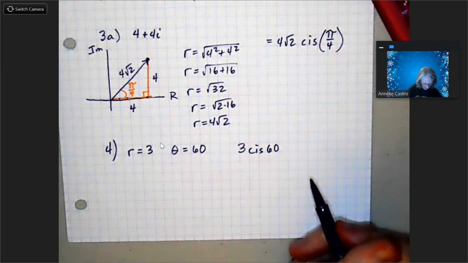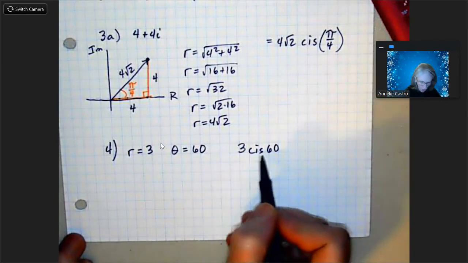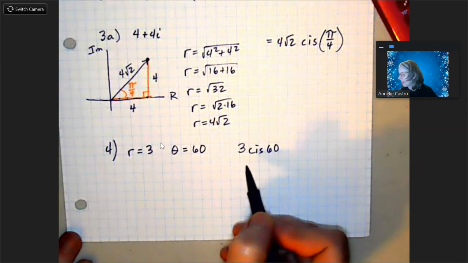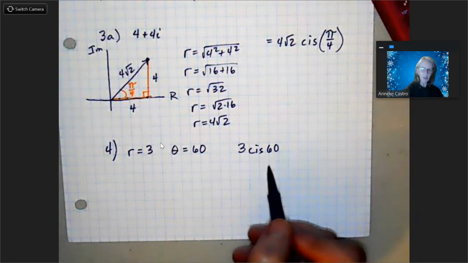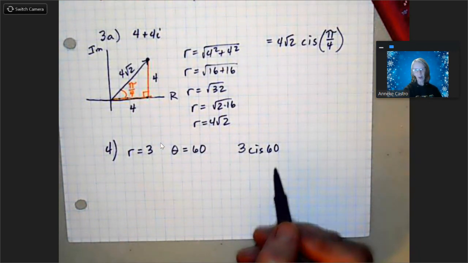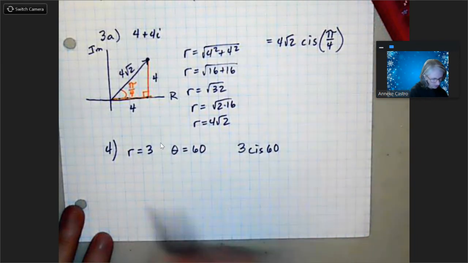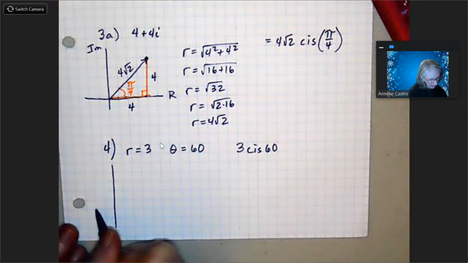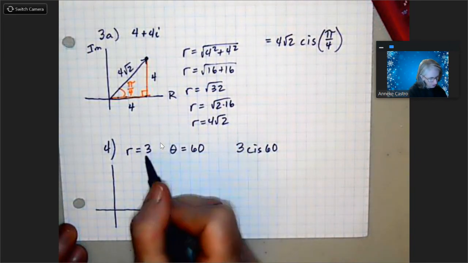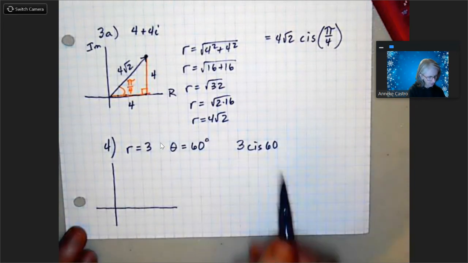Okay, so now this is actually super easy to change it back to rectangular form if you just know what the cis stands for. If you know what the cis stands for, it's super easy. But let's pretend you didn't for a minute. Let's do it the hard way. I'll do it the hard way first, and then I'll do it the easy way. So the hard way is just to, again, remember that this is a vector, and it's a magnitude and a direction. So notice this is in degrees, not in radians.